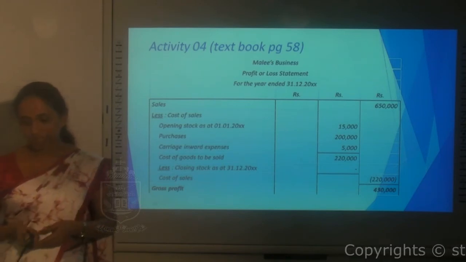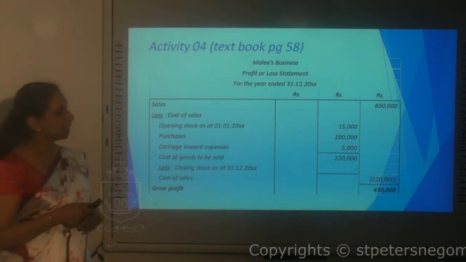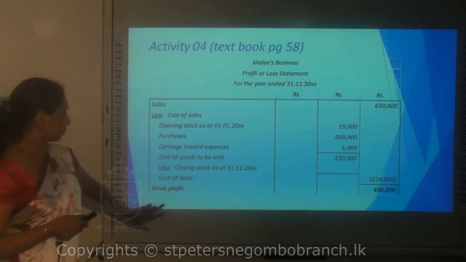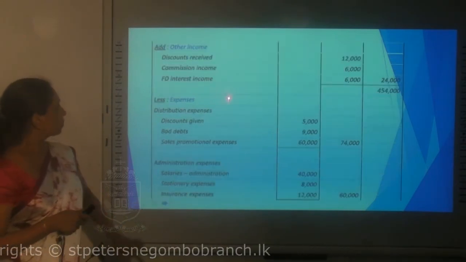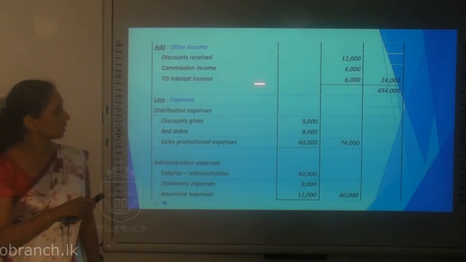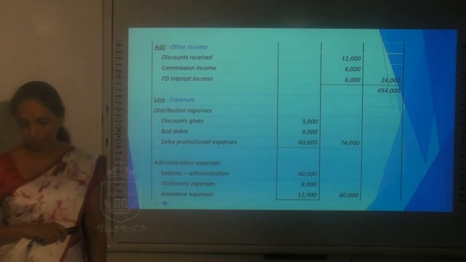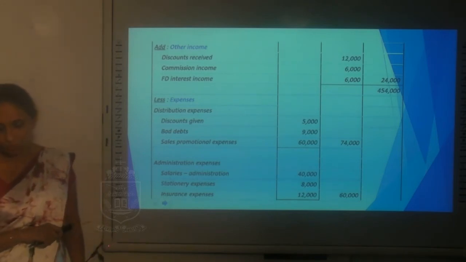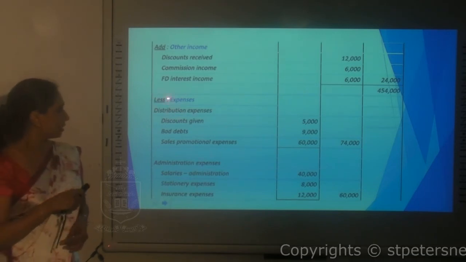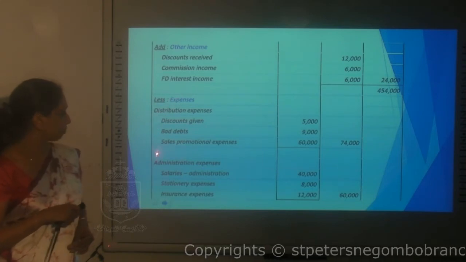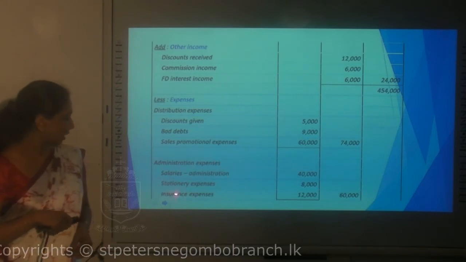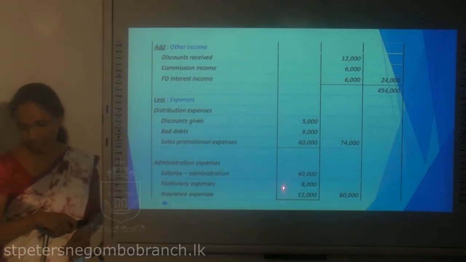So how much is the interest income on this particular fixed deposit? It's 6,000 because the fixed deposit is 60,000. So we can straight away go to the other income section and mention the fixed deposit interest income as 6,000 here. Then the next line item is insurance expense. So where are we going to put that? In our format, we have a separate space for administration expenses. So under that, we can mention the insurance expenses as 12,000.